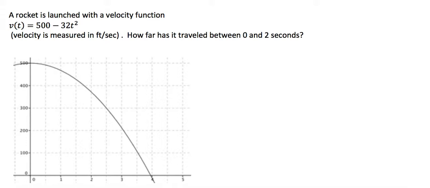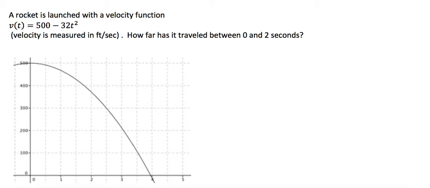Let's look at a more difficult example of velocity and time. A rocket is launched with the velocity function v of t equals 500 minus 32t squared. So I've graphed it here. Velocity is measured in feet per second in this particular example. And we want to know how far it has traveled between 0 and 2 seconds.